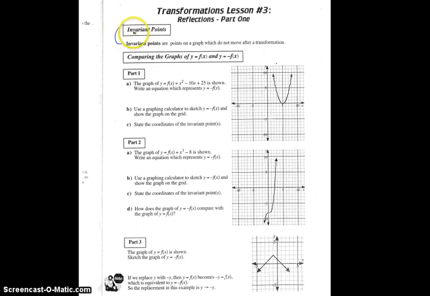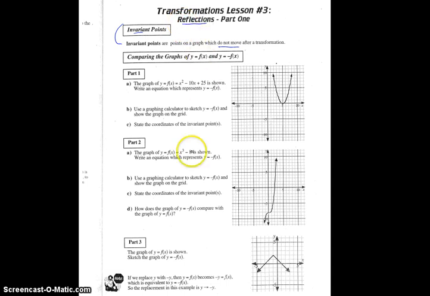Now, just as the word implies, invariant points, the word vary is in there. If something varies, it changes. So invariant means it doesn't change. Invariant points are points on a graph which do not move after a transformation. We're only bringing these up now because the first topic we did was translations. Any graph that moves left, right, up, down, all points are going to move on the graph. But with reflections, there's potential to have invariant points.